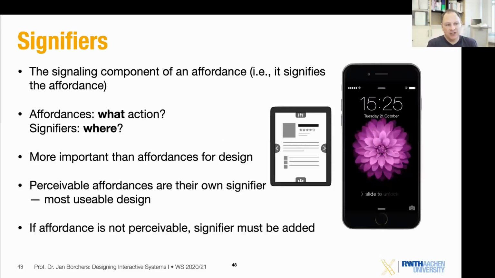A signifier is a signaling component of an affordance. So the signifier signifies the affordance. To put it simply, you could say an affordance is the list of what kind of actions I can do. For example, a modern touchscreen affords touching, right? The touch surface, we've learned, is something that we can touch with our fingers. But the signifiers then illustrate where we need to touch and how we need to swipe or tap in order to reach certain effects.